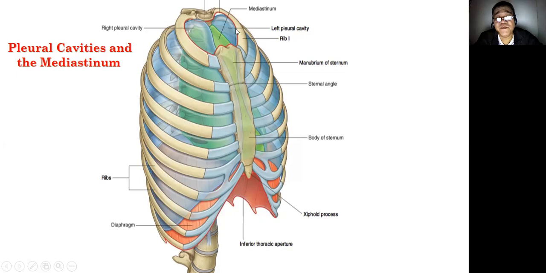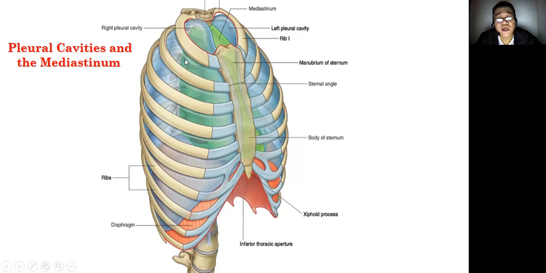mediastinum are two other lateral spaces known as the pleural cavity, the one colored in blue. And you will notice here that the pleural cavity assumes a shape similar to that of the thoracic cage. It has a conical shape. It has an apex, this one.